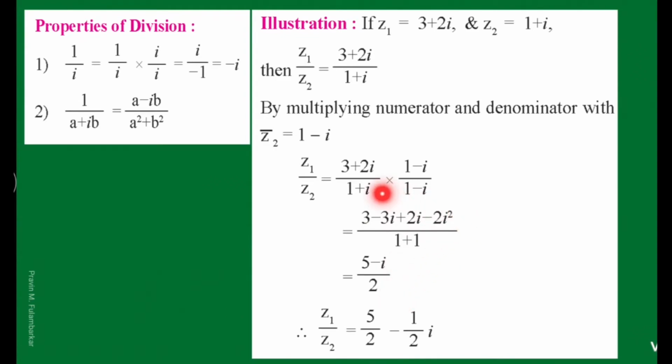Now see the numerator. Here we replace i square by minus 1, so minus minus gives plus 2, so we write 3 plus 2 as 5, and minus 3i plus 2i, which is minus i. So after separating the parts we get 5 by 2 minus 1 by 2 i.